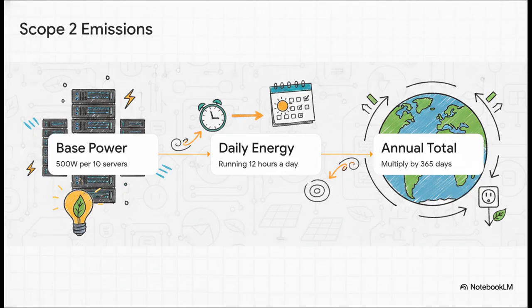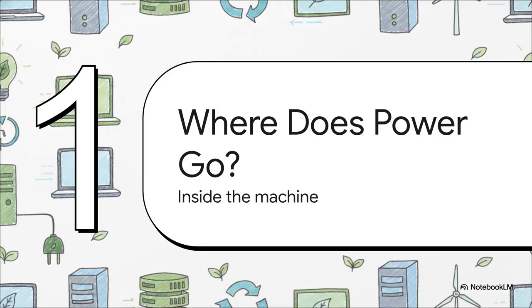Step 2. Let's say they run 12 hours a day. 5 kilowatts times 12 hours is 60 kilowatt hours every single day. Step 3. Multiply that across a 365-day year. You are looking at 21,900 kilowatt hours of electricity annually just for a tiny 10-server setup. When you multiply it over time, every single watt is absolutely crucial. Which brings us to our second section.